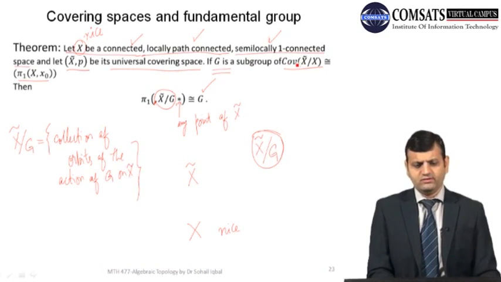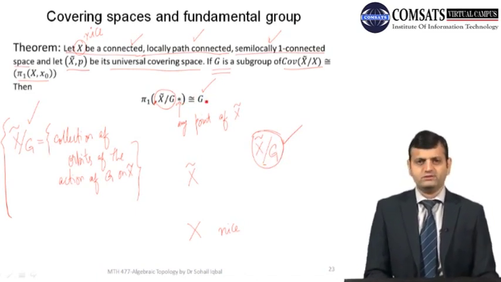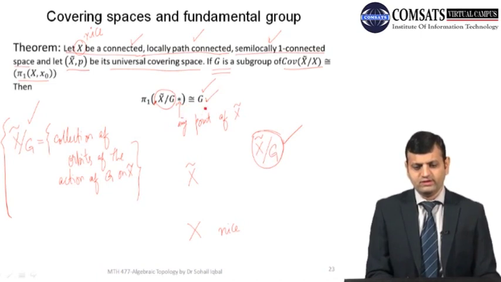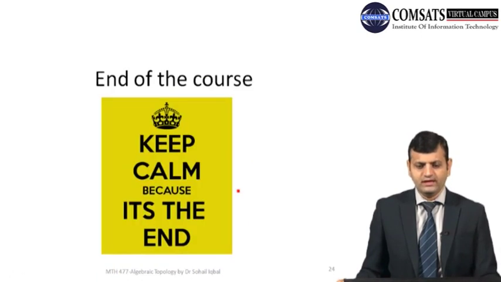Why does G act on X tilde? Because G is a subgroup of the covering transformations. So each and every element of this group G has the ability to take an element of X tilde to X tilde, and of course satisfying certain other conditions of a covering transformation. If we collect these orbits, then this is again going to be a topological space. This quotient space, which is a topological space, has the fundamental group which is isomorphic to G. Once again it is path connected, so in this path connected space we can take any point. So that is an important result relating the fundamental group, universal covers and covering spaces.